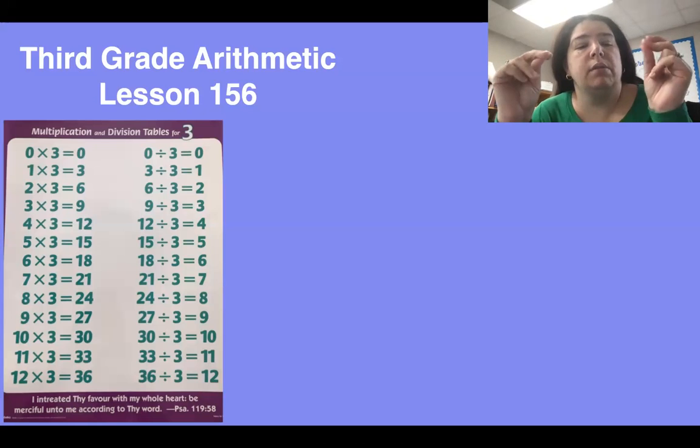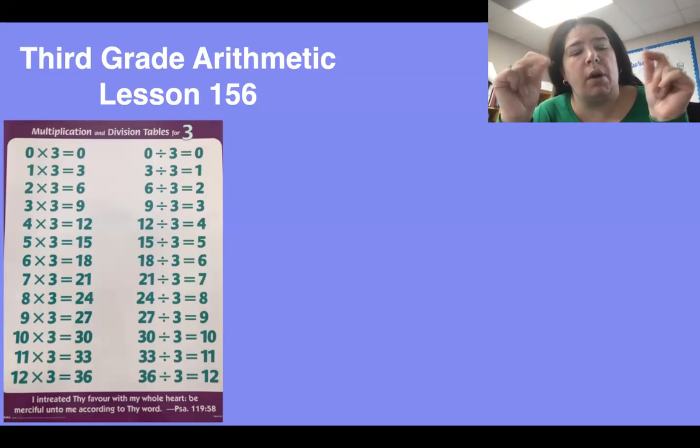0 times 3 equals 0. 1 times 3 equals 3. 2 times 3 equals 6. 3 times 3 equals 9. 4 times 3 equals 12. 5 times 3 equals 15. 6 times 3 equals 18. 7 times 3 equals 21.